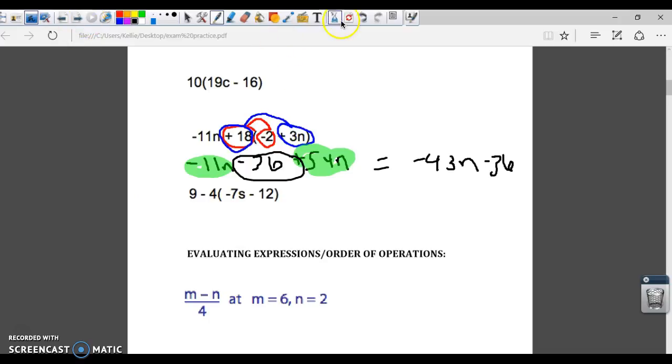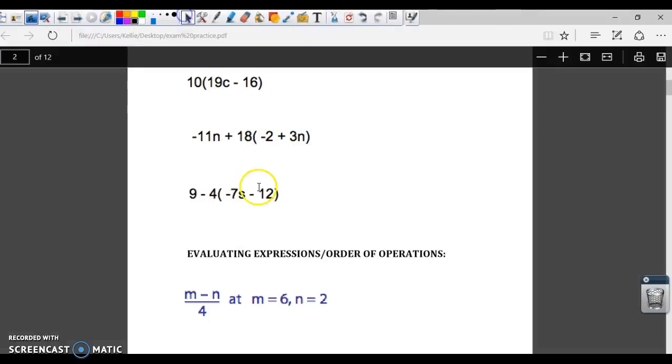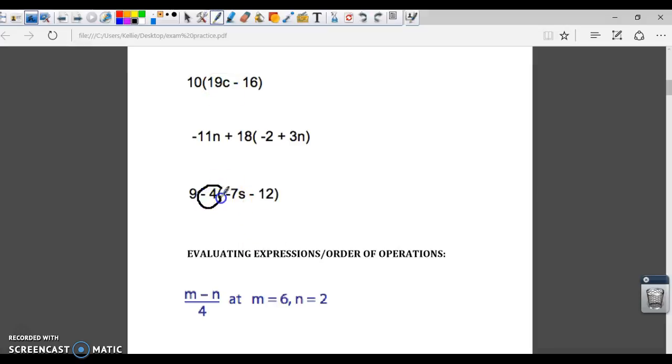All right, I'm going to do one more of these. So take a look at what's on the outside of the parentheses. It's a negative 4. So the first thing I'm going to distribute is negative 4 times 7s, and then that negative 4 times a negative 12. Okay? So this time we have the negative 4 times 7. That's going to give me 28. Remember, a negative times a negative is a positive. So it's actually a positive 28.